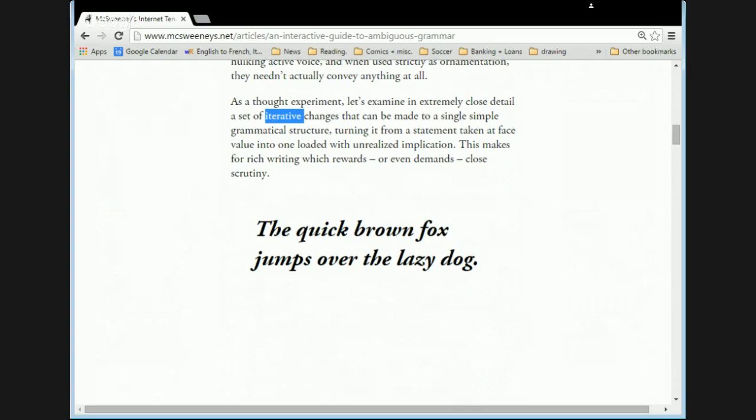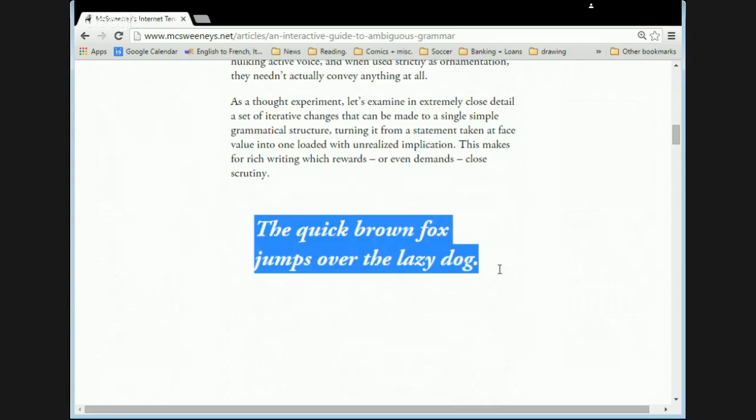Good. Can you repeat iterative? Iterative. Good. So iterative changes is like repetitive changes. So we're going to be repeating changes to a simple grammatical structure.